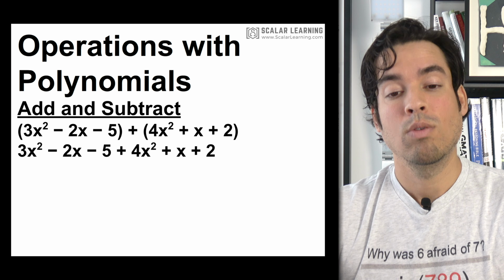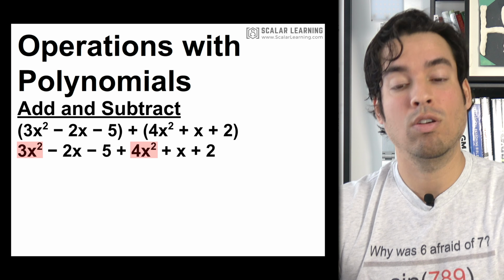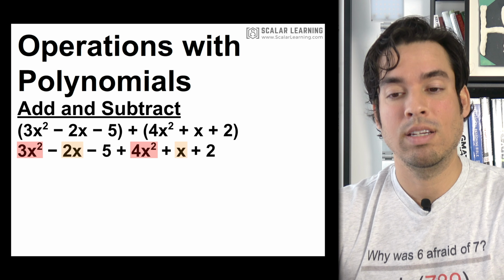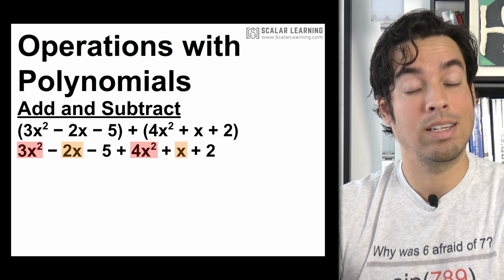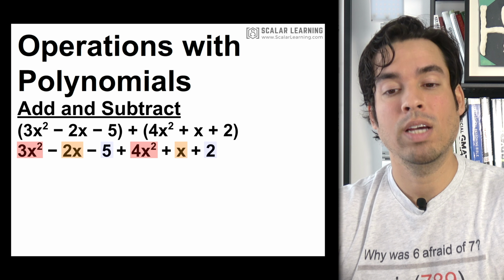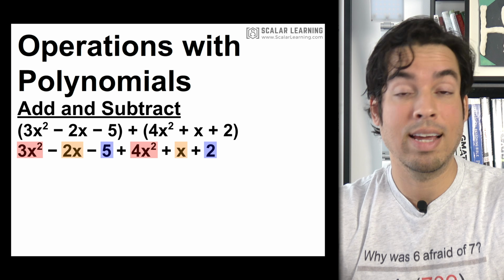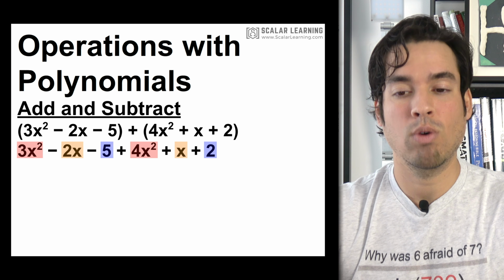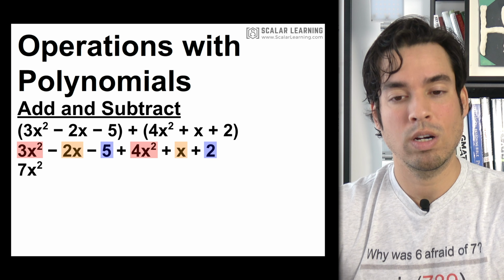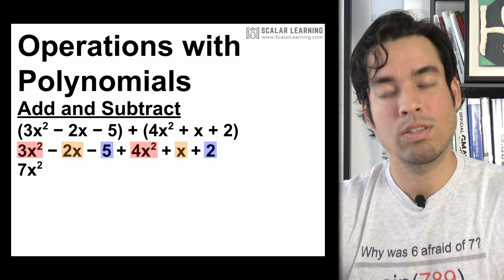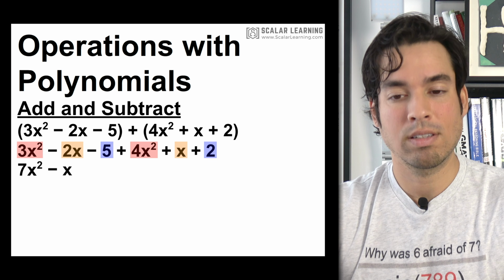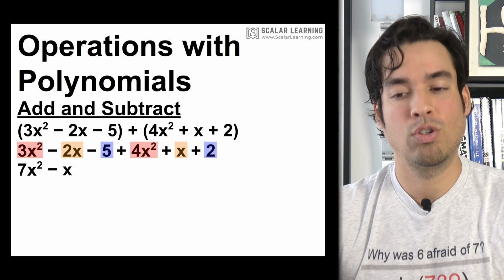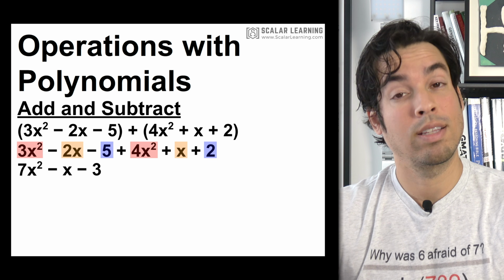You notice we have the x squareds, those are like terms. We have the simple x's, and that's a negative 2x, don't forget that minus. And then we've got the 5 and the 2, but a negative 5 and 2. Now we combine, so the 3x squared and the 4x squared becomes 7x squared. Negative 2x and positive 1x becomes negative x. And negative 5 and positive 2 combine to become negative 3, and that's that.